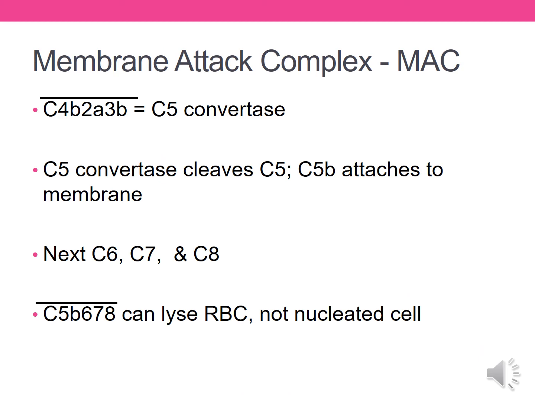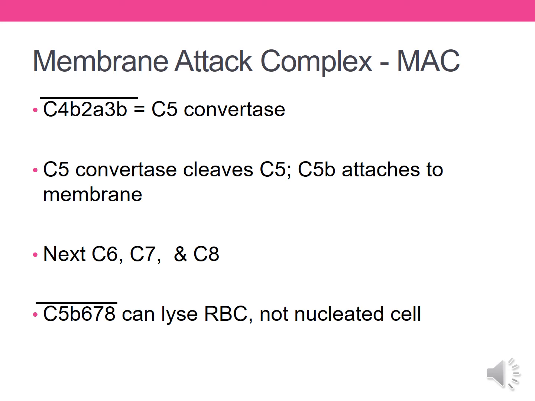And once we have this C5 convertase, we will then start to get into our membrane attack complex, also known as MAC. So our C5 convertase will cleave C5 into C5a and C5b. C5a will diffuse away, and C5b will attach to the membrane. And then C6 will come along, and C7 will come along, and C8 will come along and bind to this C5b.